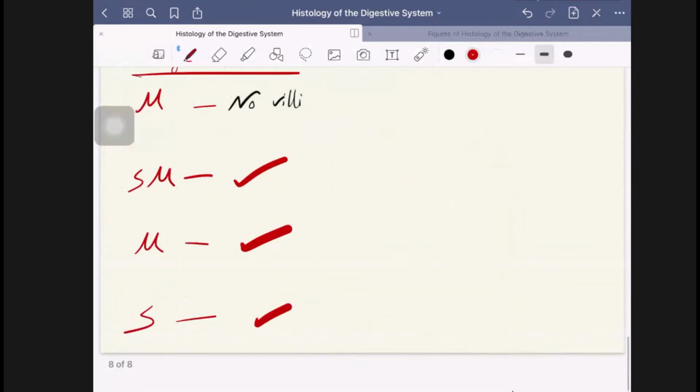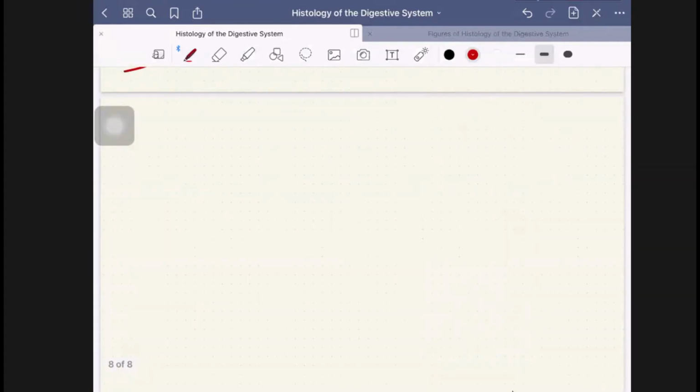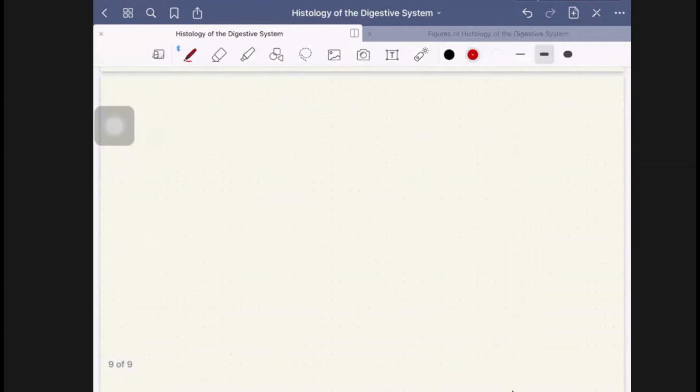Now, another part of the large intestine, but it is very important, is the appendix. What is the appendix? A tube-like projection from the cecum. Histologically, they are almost similar to that of the large intestine, but smaller in size, and the lumen is also smaller.